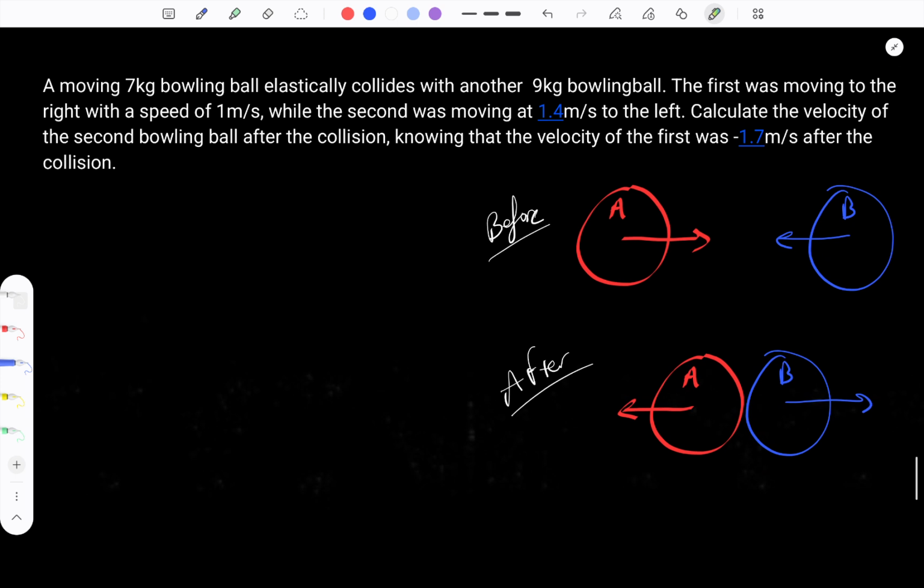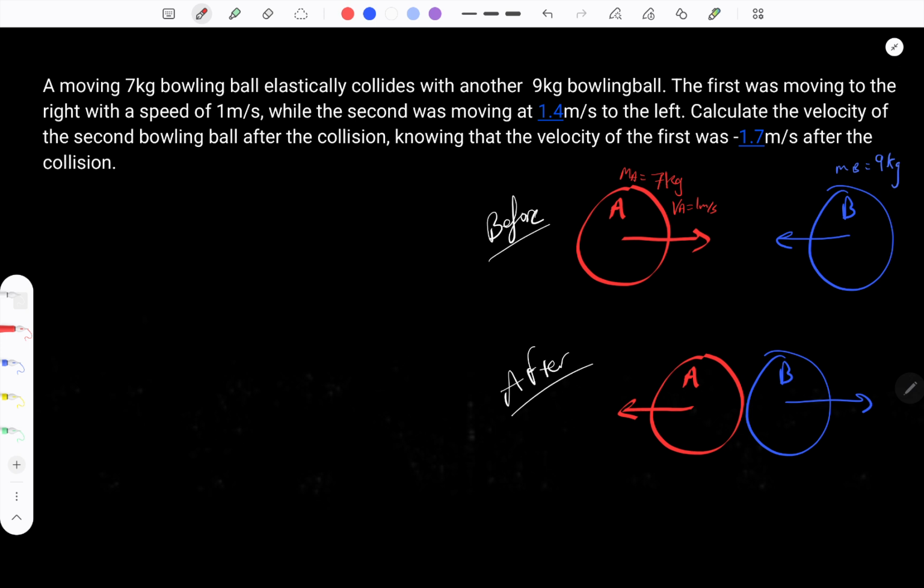A moving 7 kilogram bowling ball elastically collides with another 9 kilogram bowling ball. So let's write this given down. First, we have the 7 kilogram bowling ball. This is MA. And we have a 9 kilogram bowling ball, MB. The first was moving to the right with a speed of 1 meters per second. So let's write that down. VA is 1 meters per second.